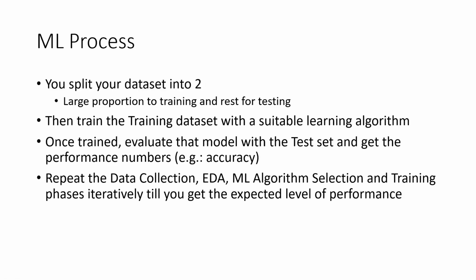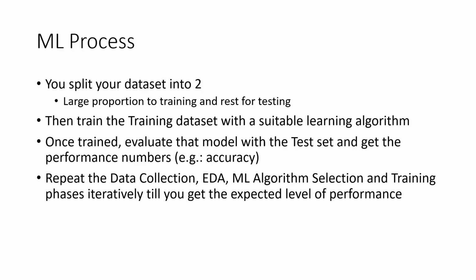Okay, so let's remind ourselves what we have done about machine learning. In the machine learning process, you get a data set and then you partition it into two pieces: one is a large partition and another is a smaller partition. The larger partition is used for training the machine learning model with the machine learning algorithm.